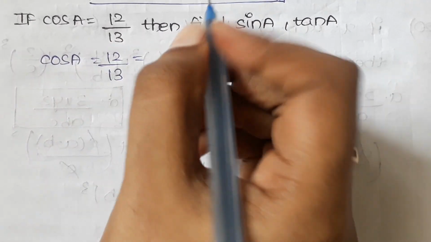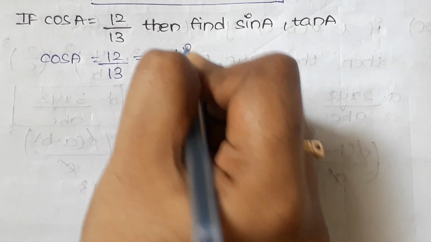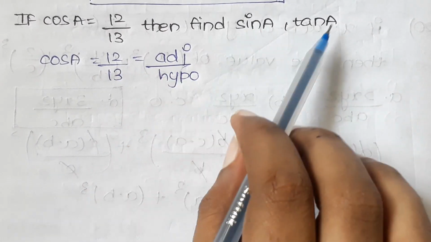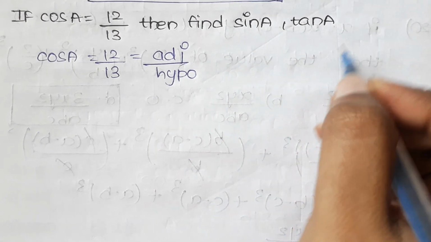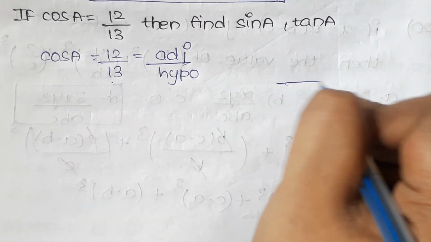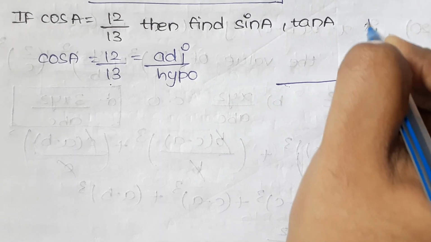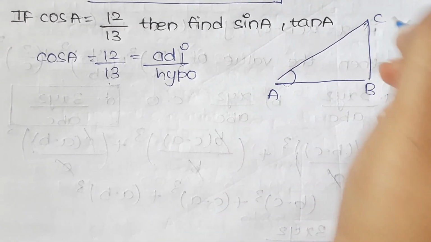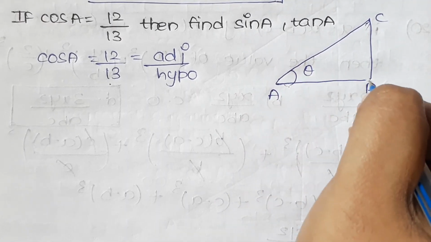Cos A is nothing but adjacent by hypotenuse. And now we should find sin and tan. According to the given, let us draw the triangle. Here A, B, C, here is the angle theta.